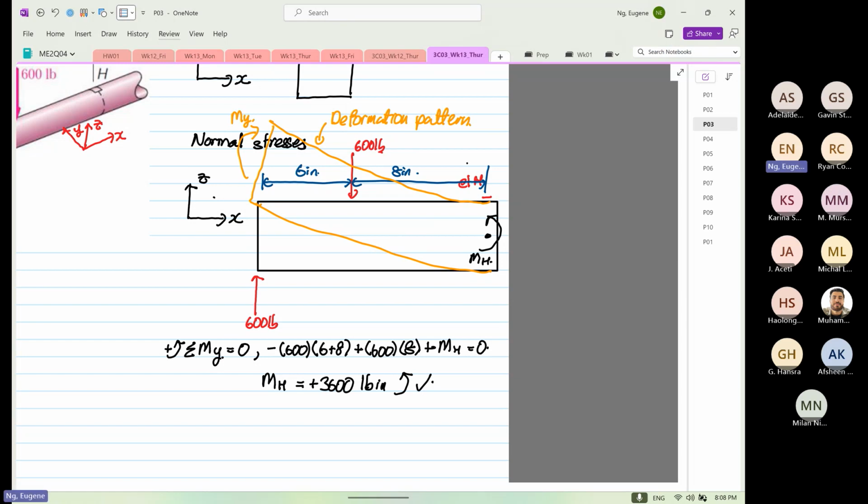Now you ask me, Eugene, so what? So from here, the head of the moment vector is known as compression. The tail end of the moment vector is tensile. I want you to apply the formula stress x is equal to minus Mz over Izz multiplied by y.